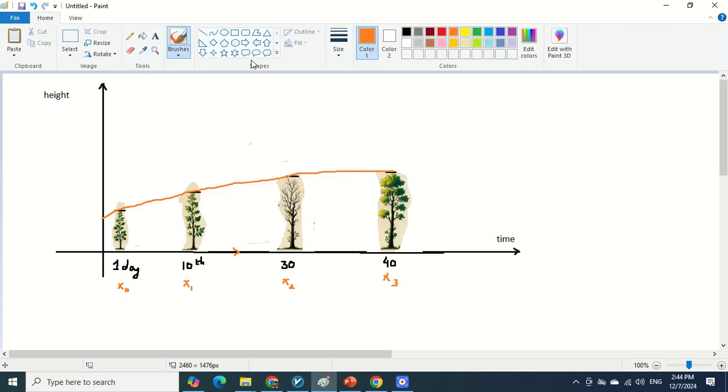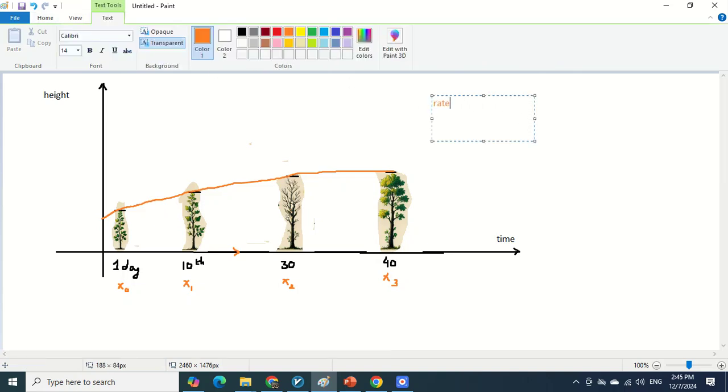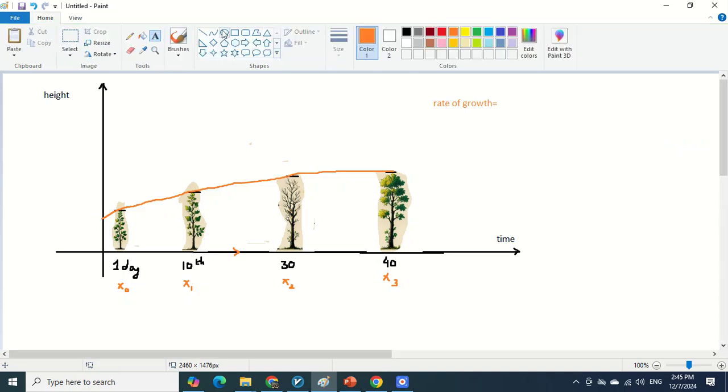If I want to write it, I can say that the rate of growth here is equal to the difference of heights, which can be determined by one ratio. So let us write that ratio here. We may use this ratio and write the rate of growth based on that stage.